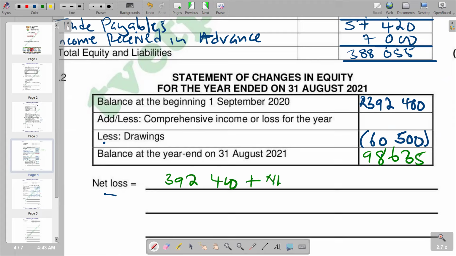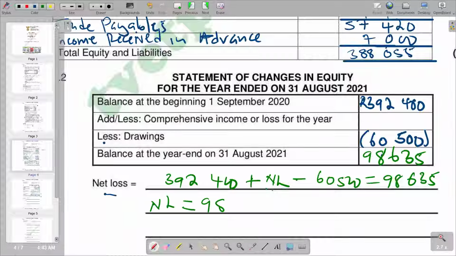392,400, which is obviously net loss and will be a negative, and then we less our drawings, which is 60,500. Obviously, the figure that we are looking for is this figure. So 98,635 becomes negative, it becomes minus 392,400, and it becomes positive, plus 60,500. So we can now calculate it using the figures that we have to get the figure for our net loss.